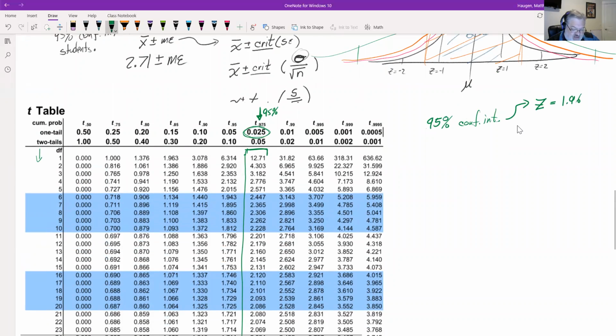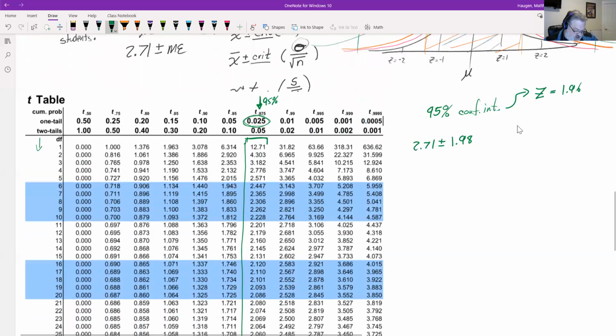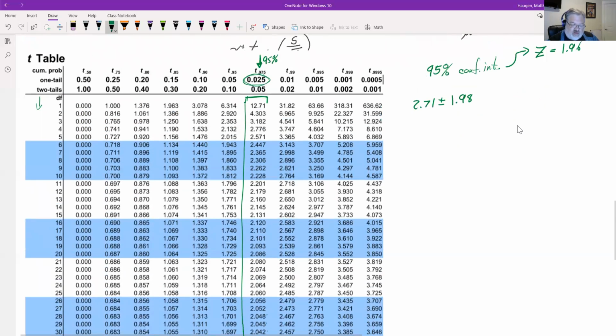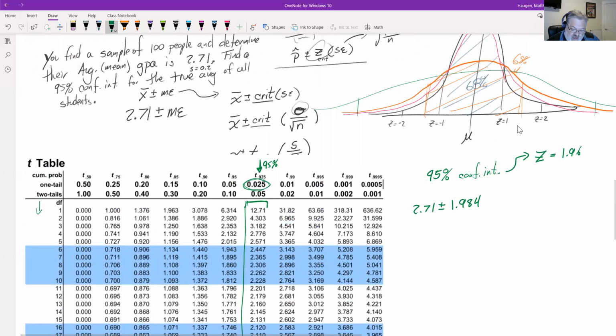So we would be taking that 2.71, adding and subtracting the t-score, which was 1.984. And then we can use our sample standard deviation because we paid the price for it by using the t-score, dividing by the square root of our sample size, and have a nice confidence interval.